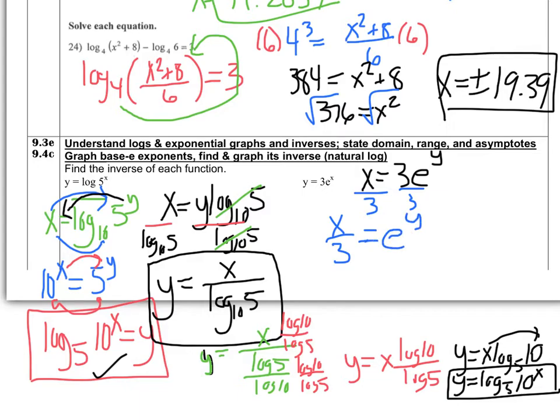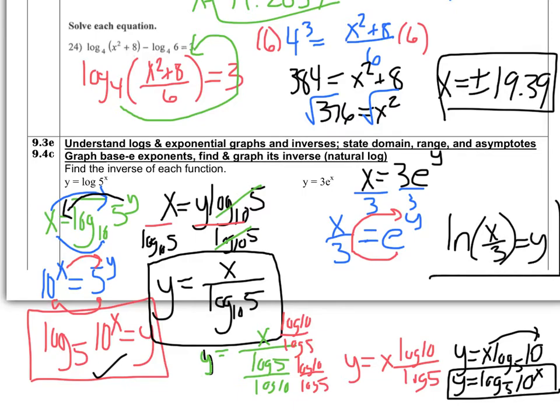Now to rewrite this exponent as a logarithm, it's going to be log base e of x divided by 3 equals y. Now log base e is just the natural log, so I'm going to go ahead and say the natural log right up front, and it's going to be the natural log of x divided by 3 equals y, and that's the appropriate answer. This second one was much more simple to solve than the first one, which was a bit trickier.